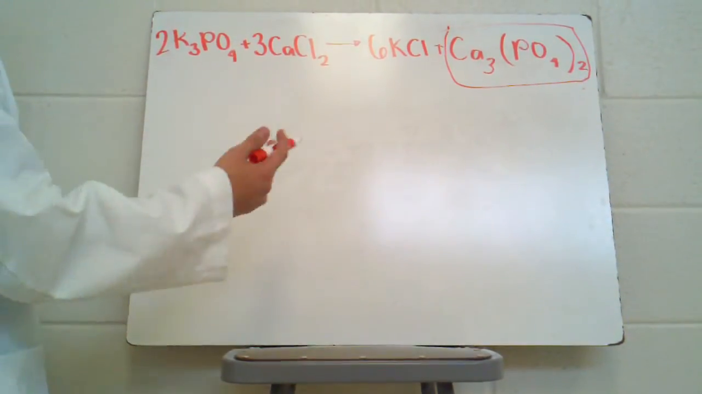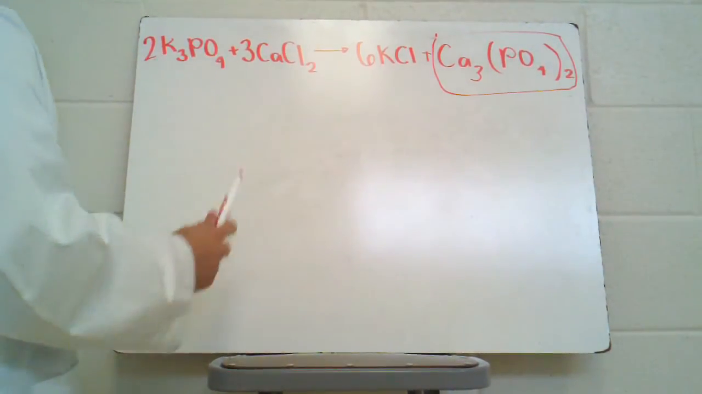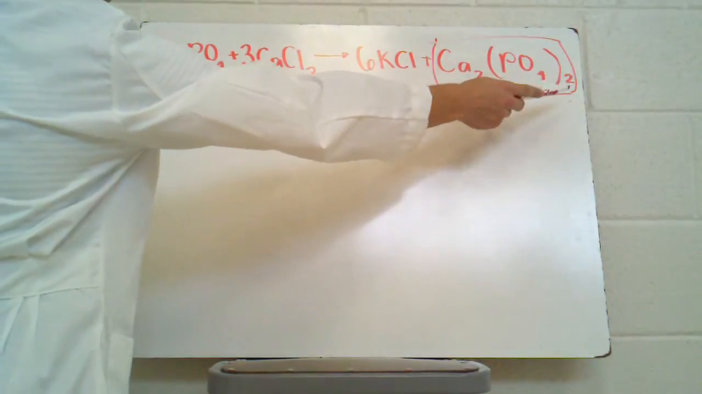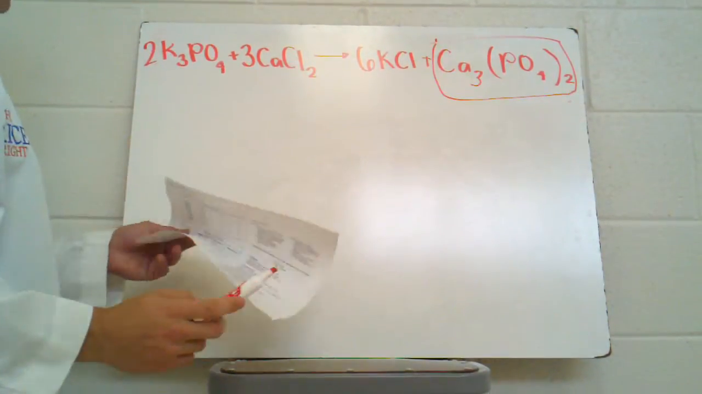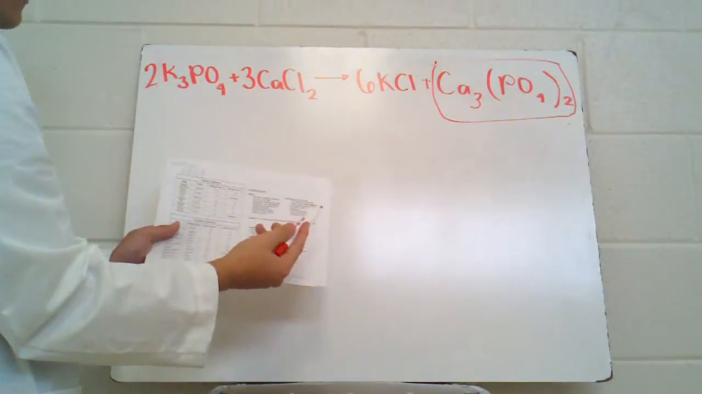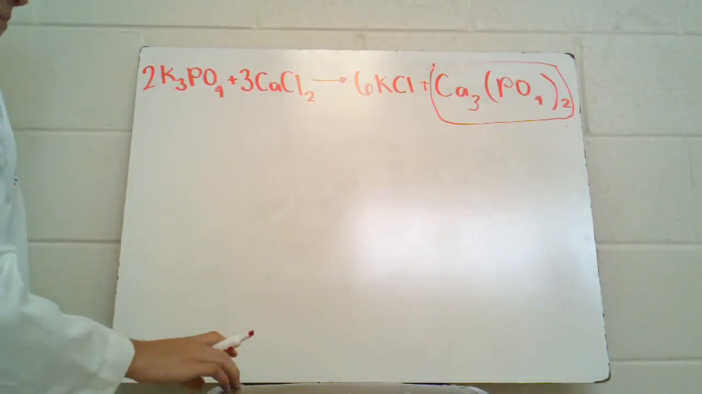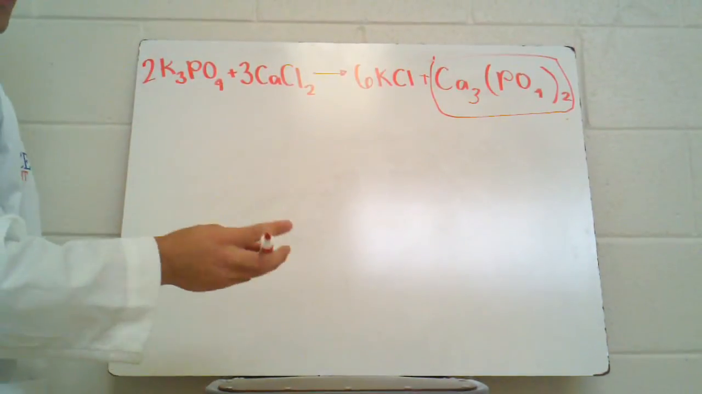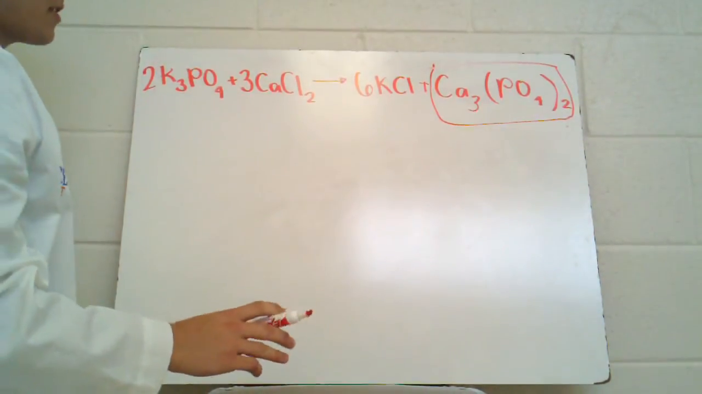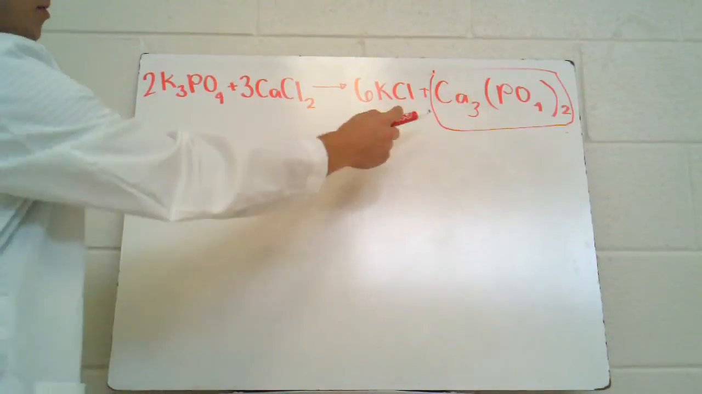Alright, now we are going to learn how to write a net ionic equation. We've already figured out that the precipitate in this equation is Ca3PO4 because we looked at our sheet and followed the guidelines and found out that this is the insoluble portion of the solution. Alright, what we're going to do in the net ionic equation is we're going to remove all the spectators from the equation and only put in the cation and anion that form the precipitate.